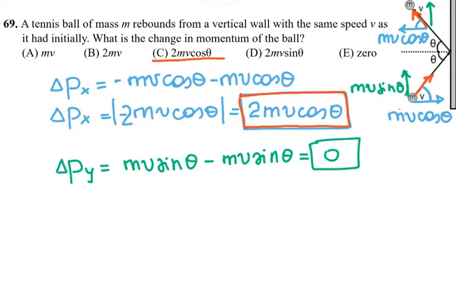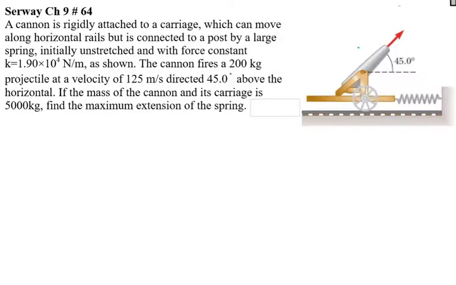Another tricky question. Here's another question I want to look at with you. A cannon is rigidly attached to a carriage which can move along horizontal rails but is connected to a post by a large spring, initially unstretched and with a force constant of 1.9 × 10^4 newtons per meter, as shown.